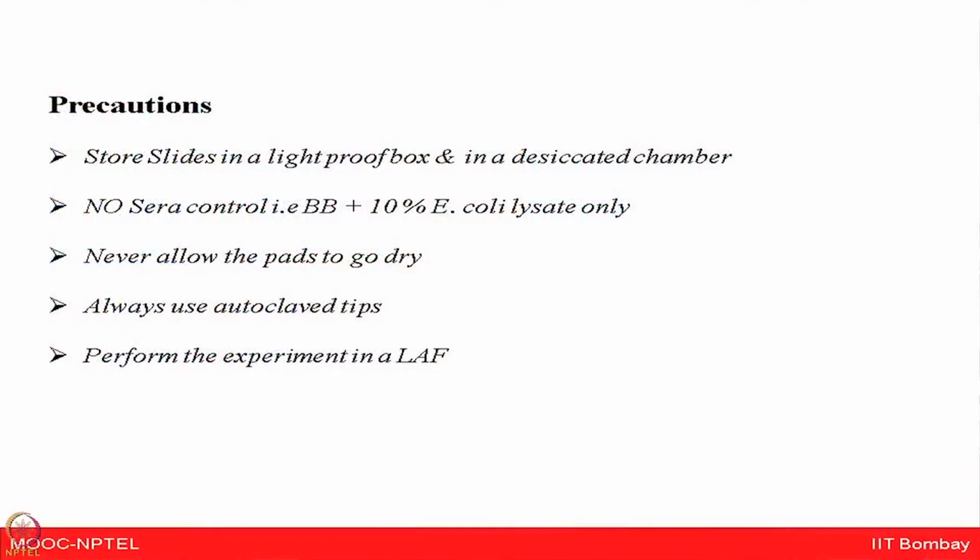Also, you have to use autoclaved tips all the time. And the last thing is to label the slides very carefully, otherwise towards the end of the experiment you will never know which slide was used for probing which samples, and especially when you have a large number of samples like 200 and 300, it becomes very confusing at the end.